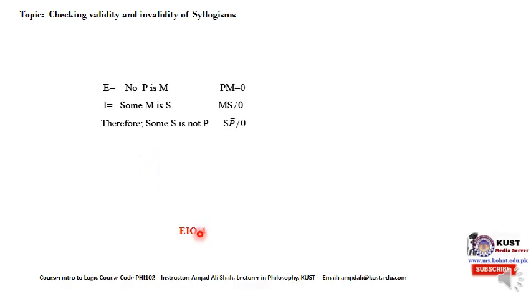Now let's check the validity of EIO4. This is in a symbolic form, this argument. A type of argument in which the position of the middle term is the fourth figure. It may be any argument with any different types of terms. No P is M, some M is S, therefore some S is not P. PM is equal to 0, MS is not equal to 0, SP bar is not equal to 0.